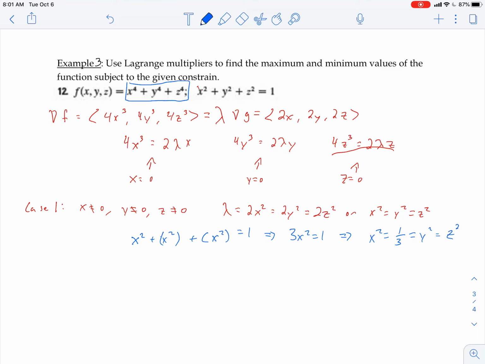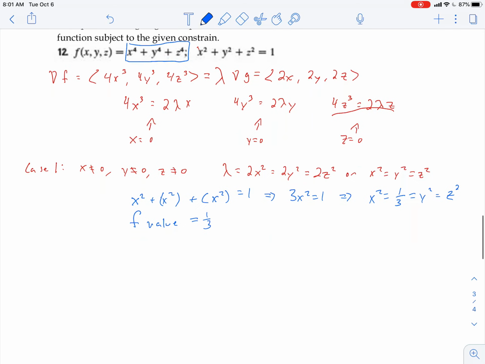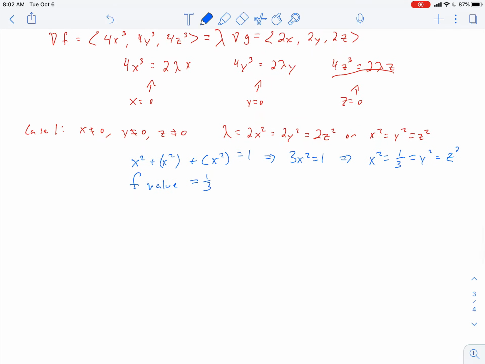So when we plug in all those 8 points, our f value is going to always equal 1/3, given this case. All right, so if x and y and z did not equal 0, we're always going to be 1/3. So now let's look at case 2.